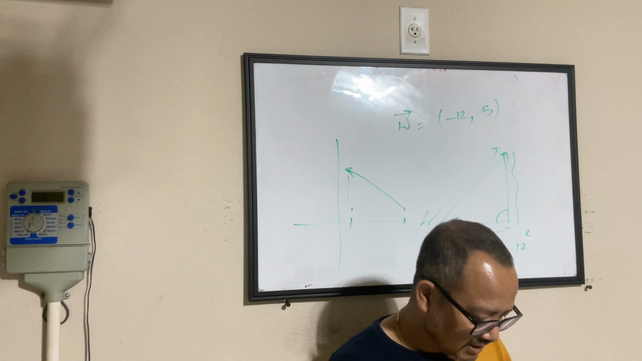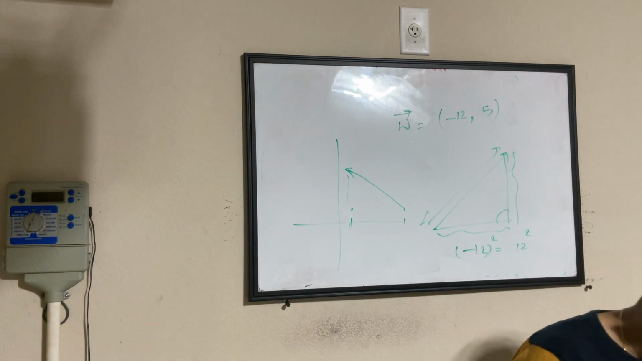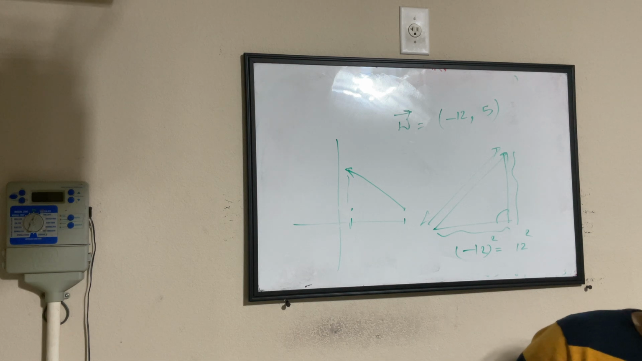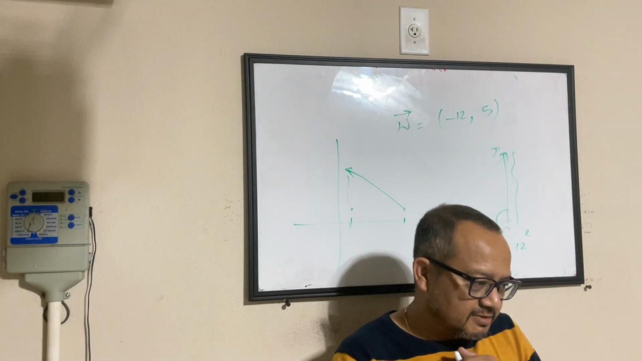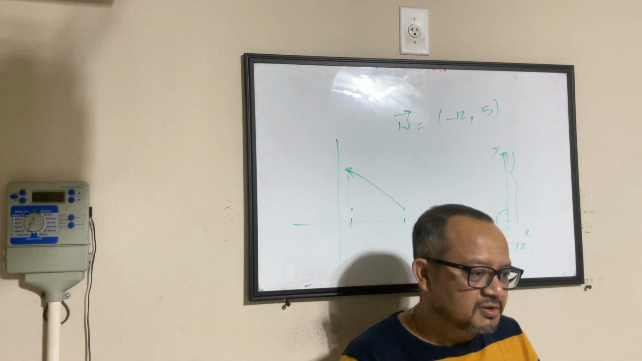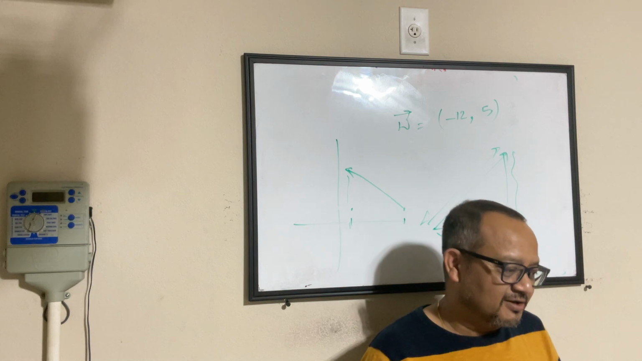Let's go on to the next one. Scalar multiplication. So if I talk about scalar multiplication, what do I mean by that? First of all, what is a scalar? Just a number. It's a directionless number. That's what is scalar, correct?